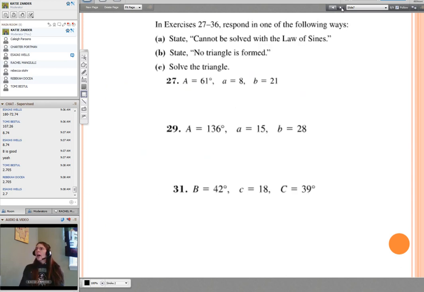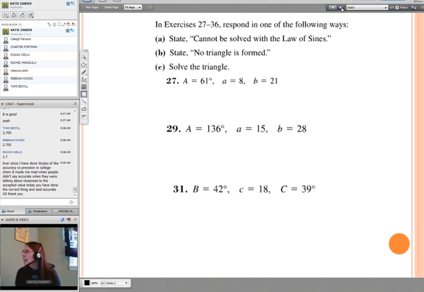All right, let's go ahead and give you guys some time here. Let's start with problem number 27 from the book. It says, respond in one of the following ways. You cannot solve the problem using the law of sines, you cannot form a triangle, or yes, we can actually solve it.